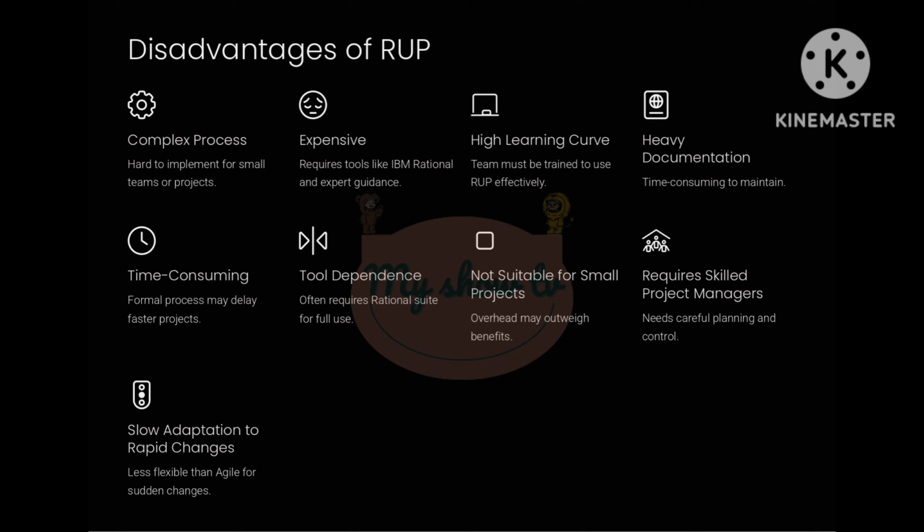6. Tool dependency, depends on tools like IBM Rational. 7. Unsuitable for small projects, overhead may outweigh benefits. 8. Requires skilled management, success relies on experienced project managers. 9. Less adaptable to rapid changes, harder to adjust when requirements change frequently, compared to agile methods. Key takeaway: RUP is powerful for large, complex software projects where structure, quality, and risk management are essential. But it may not be suitable for small or rapidly changing projects.